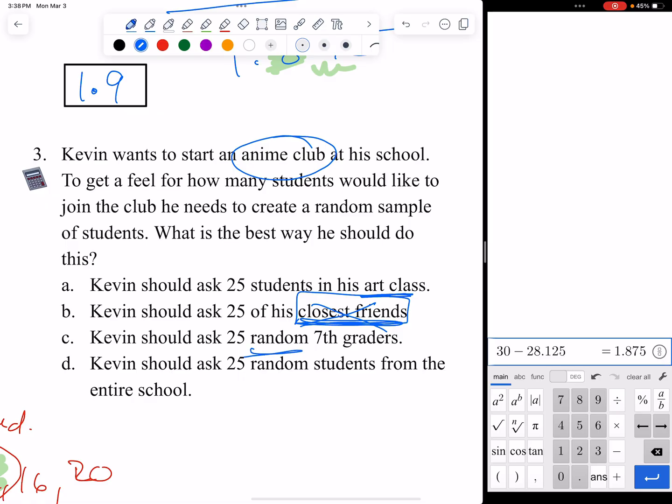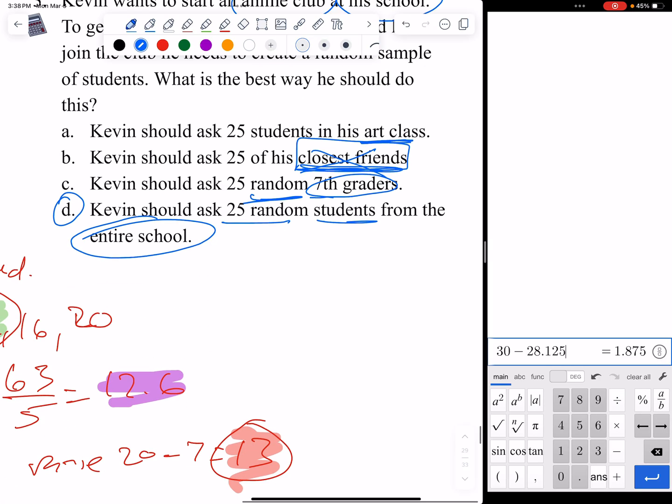Random always helps. So random 7th graders, okay? And 25 random students from the entire school. So the question is, did he want it for his grade level or for the whole school? He wants to start an anime club at his school. So in this case, it should be the letter D.